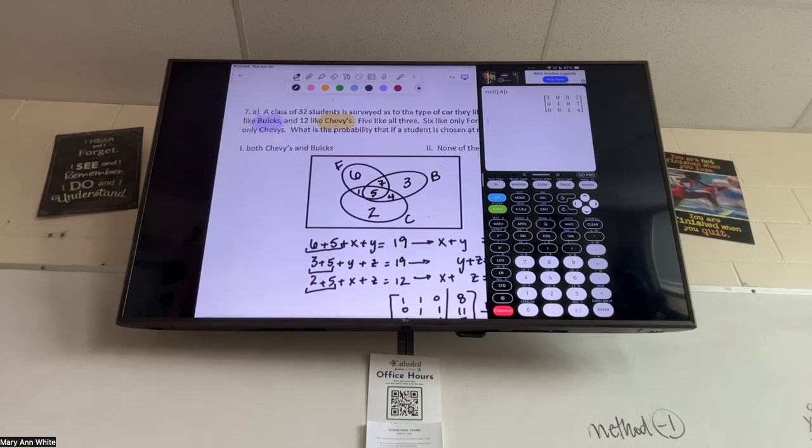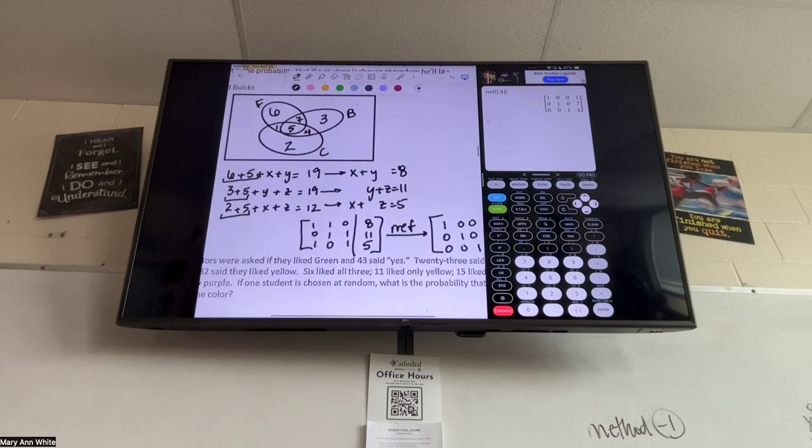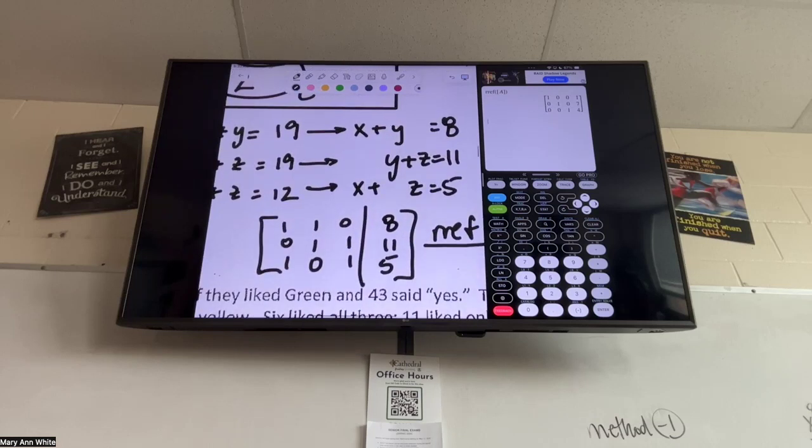Everybody doing okay so far? Okay. Or you did the RREF, how did you know what the 1s and zeros were? Oh, they're based on the equation up here. So like my first column is my X's coefficients. Yeah. And then my second column is my Y's. You good with that now? Yeah.